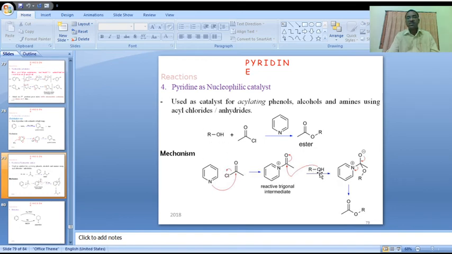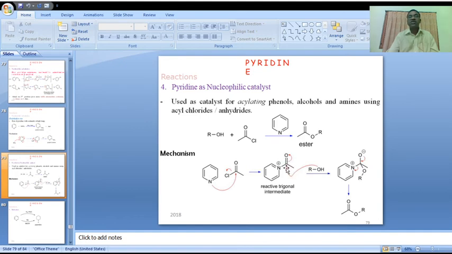is alcohol. Another starting material, alcohol. In the first case, we used acyl chloride. Next, in the second step, we are using alcohol. Here, ROH, alcohol. That OH oxygen atom carries a pair of electrons. That pair of electrons bonds with the carbonyl carbon.